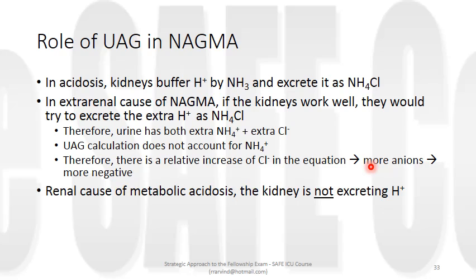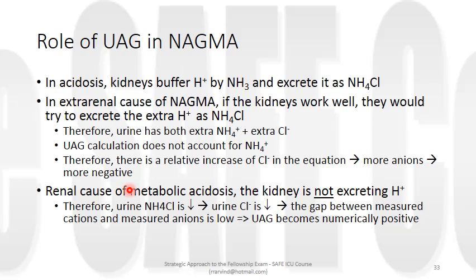On the other hand, if the kidney is actually the cause of the metabolic acidosis, the kidney is not acidifying, it's not excreting hydrogen ions properly, then clearly the urinary ammonium chloride is low, therefore urinary chloride is low, and the gap between the measured cations and the measured anions becomes low. Therefore, the urinary anion gap becomes numerically more positive.